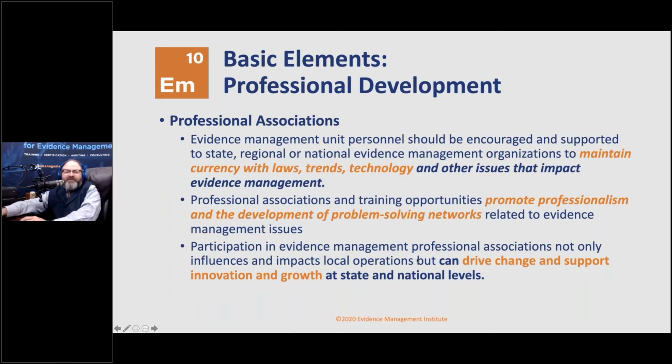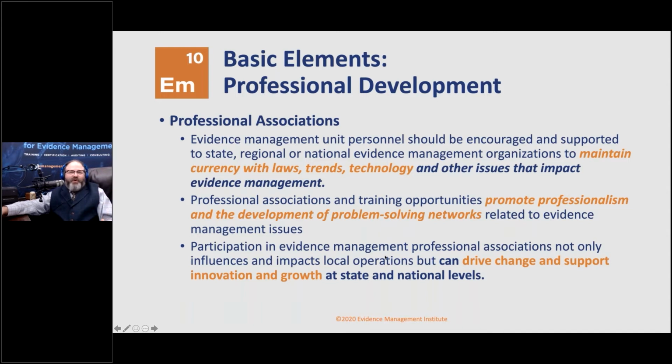Make a few more plugs for training here today. One is just your involvement in a professional association. I can't underscore, and I think I've mentioned this in every class, that if you're not involved in a professional association in your state, get involved. If you don't have one in your state, start one. Professional associations like CAPE in California, like TAPE in Texas, like NIPIT in New Mexico. Still can't pronounce that one right. They are important for evidence custodians.